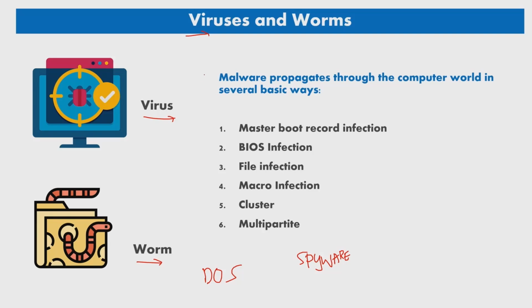So here, malware propagates through the computer world in several basic ways, like the master boot record, BIOS infection, file infection, macro infection, cluster, and multipartite.